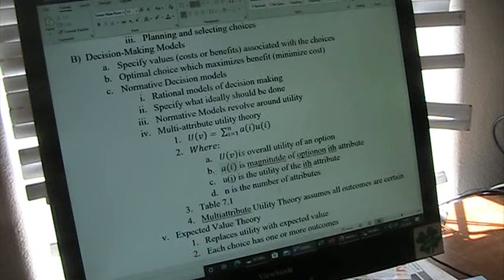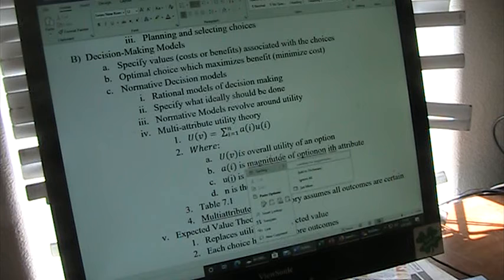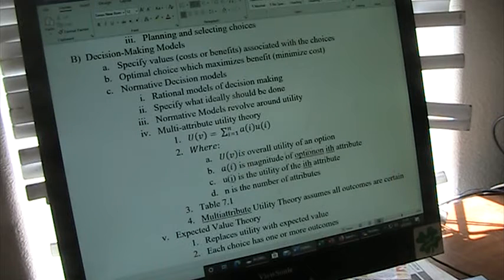where A_i is the magnitude of the option on its ith attribute, U_i is the utility of the ith attribute, and n is the number of attributes.